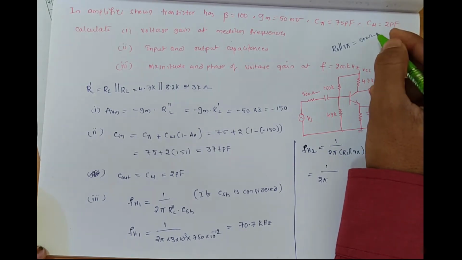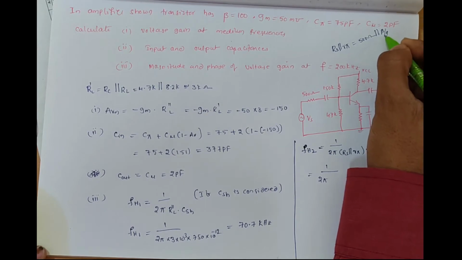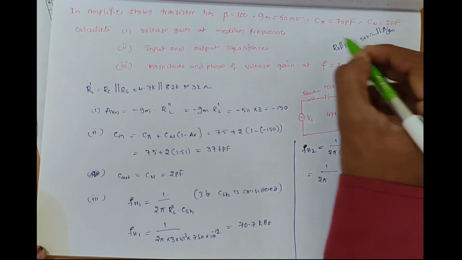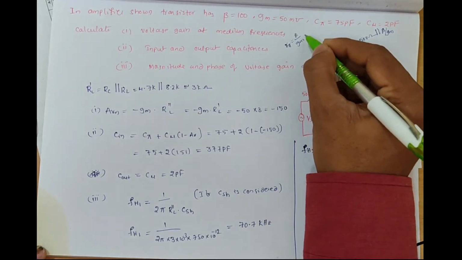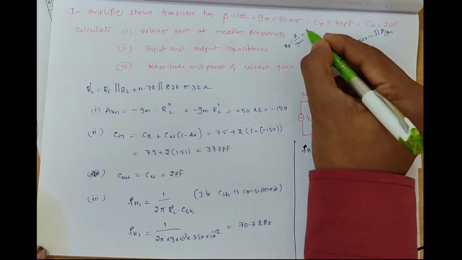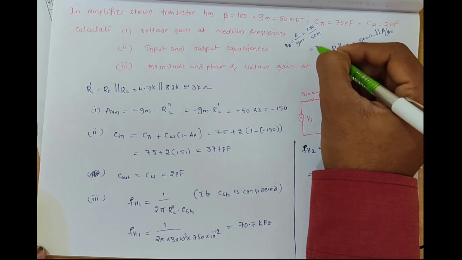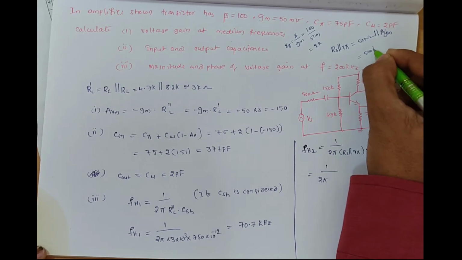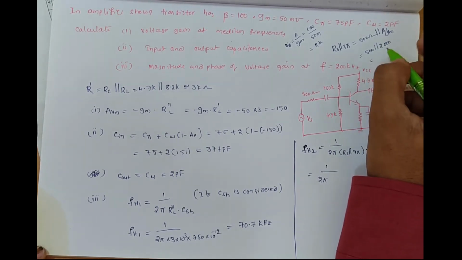R pi is nothing but beta by gm. Beta equals 100 and gm equals 50 milli, then you will get R pi equals 2 kilo ohm. So 500 ohms parallel with 2 kilo ohm, then we'll get approximately 400 ohm.